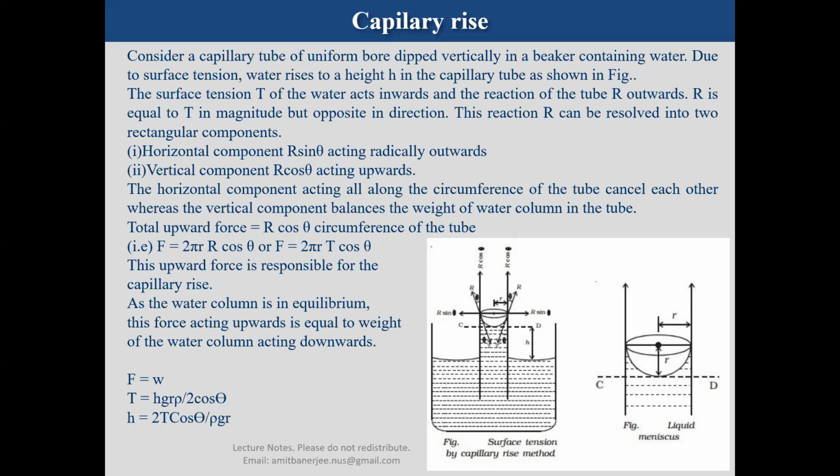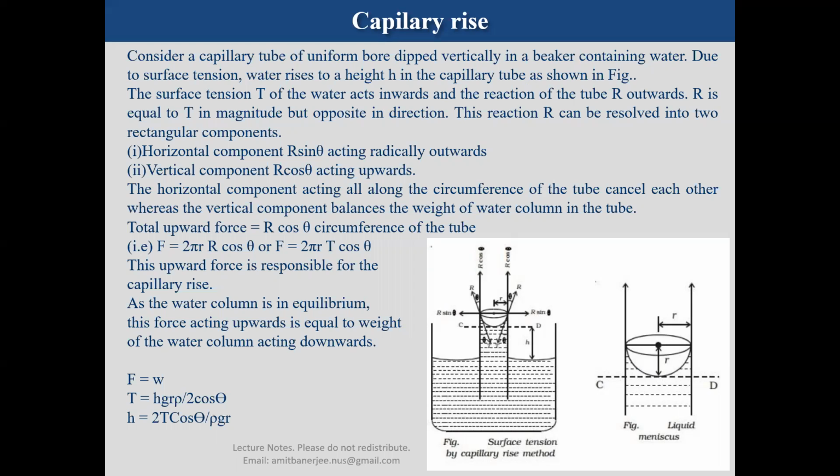This reaction R can be resolved into two rectangular components, a horizontal component and a vertical component acting upwards. The horizontal components acting all along the circumference of the tube cancel each other, whereas the vertical component balances the weight of the water column in the tube. The total upward force along the circumference of the tube becomes this. This upward force is responsible for the capillary rise.